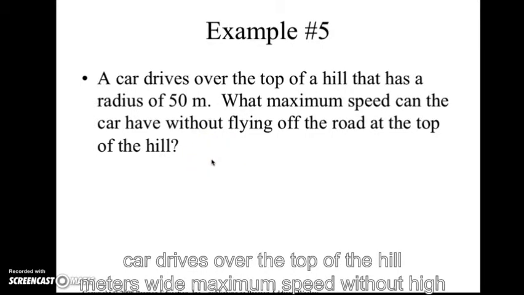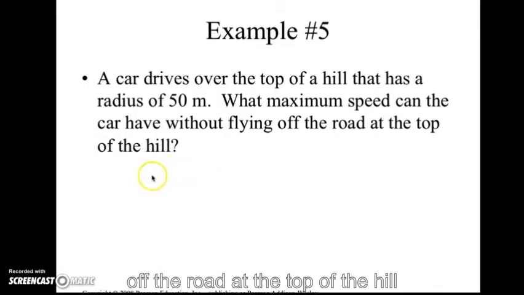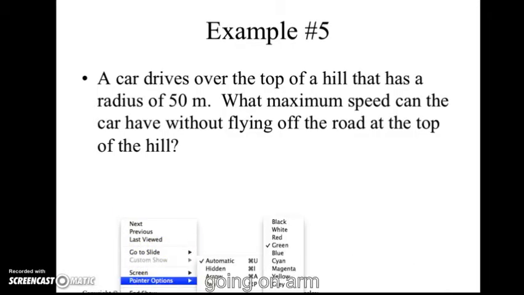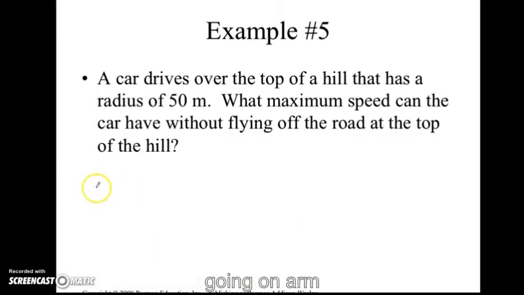So that would apply to this example here. If a car drives over the top of a hill that has a radius of 50 meters, what maximum speed can the car have without flying off the road at the top of the hill? Well, just before it flies off, or just as it flies off, there is no normal force. So the only forces that you have going on are mv squared over r equals mg.